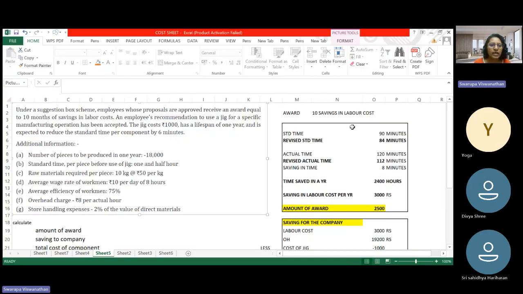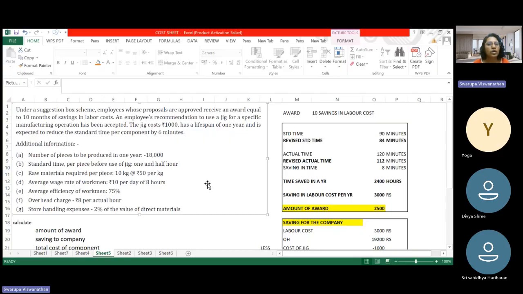As a reward, an employee recommendation to use a jig for a specific manufacturing operation was accepted, and the jig cost 1,000 rupees. It has a lifespan of 1 year, and it can reduce the standard time of the component by 6 minutes. The number of pieces produced in a year is 18,000. Standard time per piece is 1.5 hours before the use of jig.